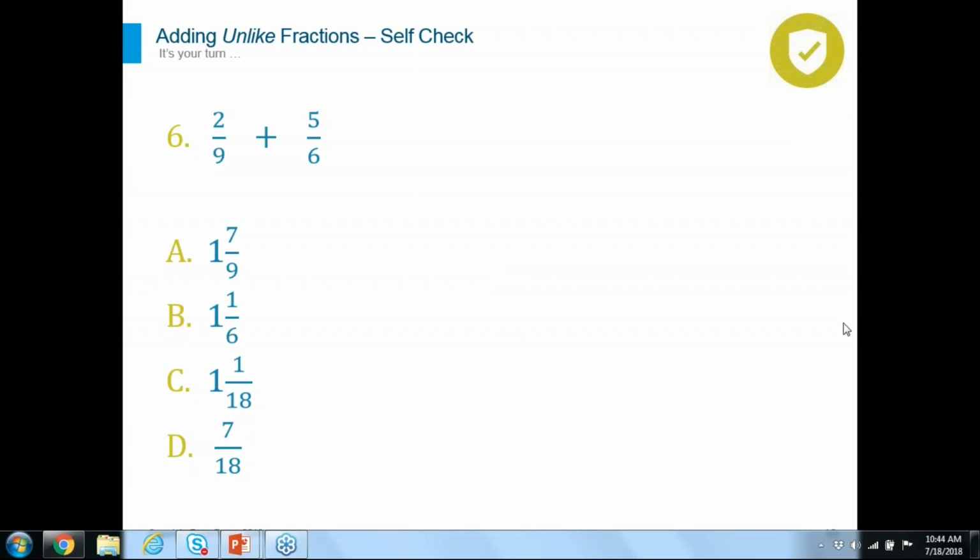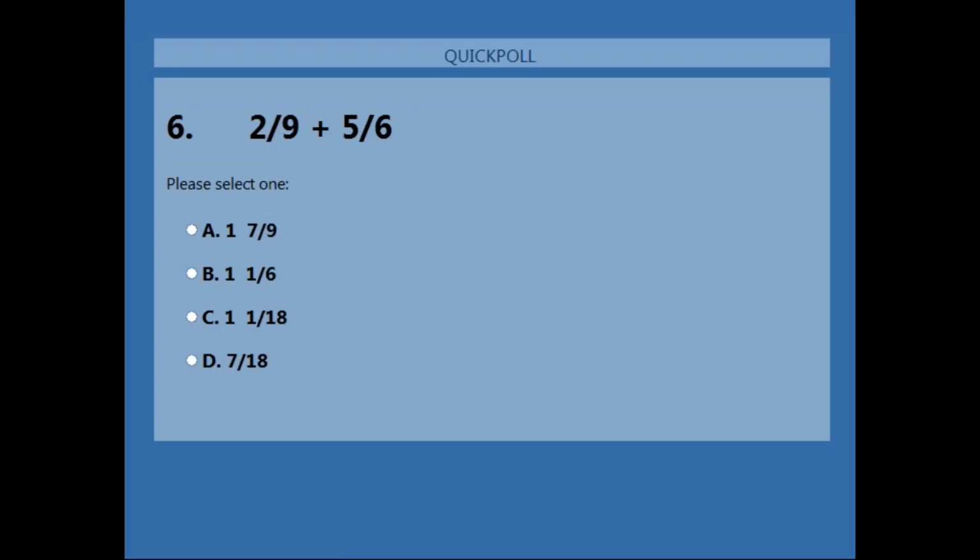I'm going to give you the question again on the different screen, and you can share your answers. 2 over 9 plus 5 over 6. What is the common denominator, and what is the sum of these fractions? A few more seconds for everyone to get the chance to share their answers. What is the common denominator if you have a 9 and a 6 in the fractions that you have to add? What do you think? Camden, you're right. So what is the common denominator?